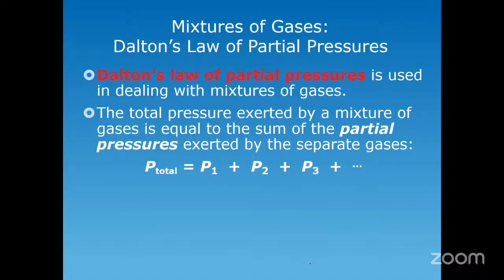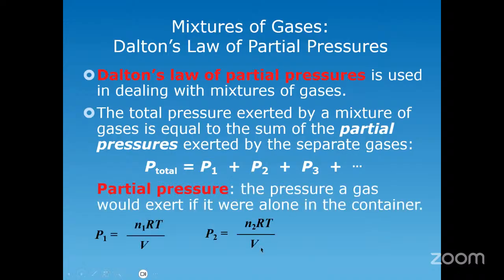Now, mathematically speaking, we can express it this way, right? P total, that's the total pressure, will be equal to the pressure of gas 1, plus the pressure of gas 2, plus the pressure of gas 3, and so on and so forth, all right? Now, each of these gases, of course, will obey the ideal gas equation, right? So we can write down different expressions based on the ideal gas law for each of these gases. For gas 1, P1 will be equal to n1 RT over V. For gas 2, P2 is equal to n2 RT over V, and so on and so forth, right?